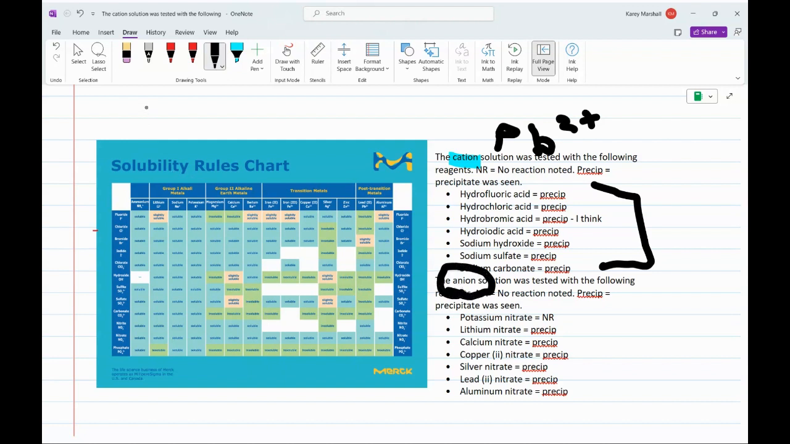So now we're going to look at our cation columns. Now for potassium nitrate, the cation that we're testing here is potassium. So look down the potassium column, and the potassium column is here, and everything is soluble. So that is not a surprise. Then we're going to look at lithium. So lithium produced a precipitate. So I guess it could be fluoride, but it's probably going to be phosphate.